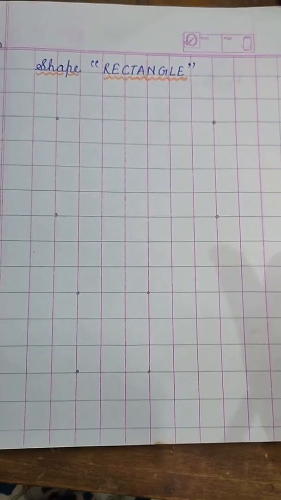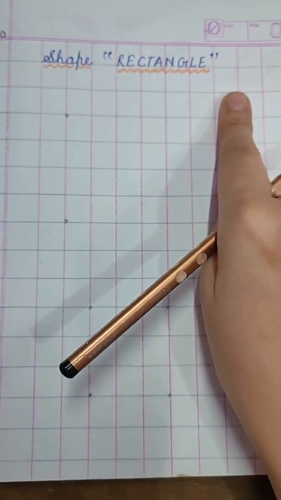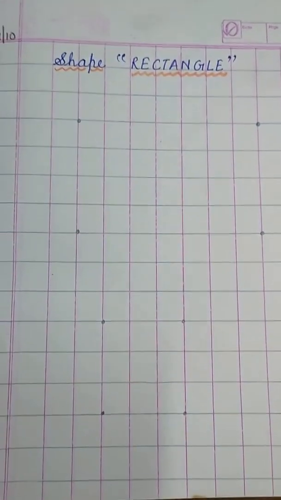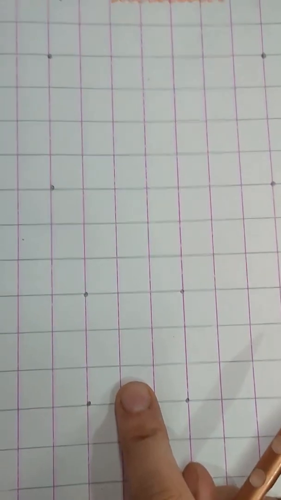So kids, here we are going to do the practice of making rectangle shape. Okay, अब इसमें आपको कैसे शेप्स बनाना है. So first of all, मैं दिखाऊंगी आपको कि स्क्वायर शेप कैसा होता है.